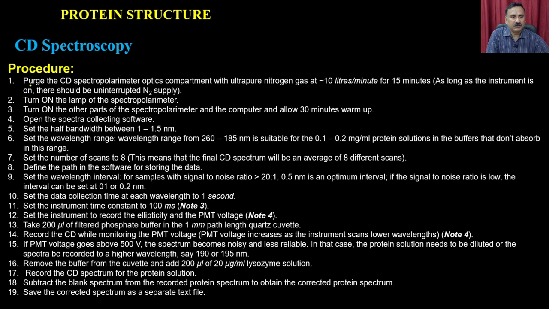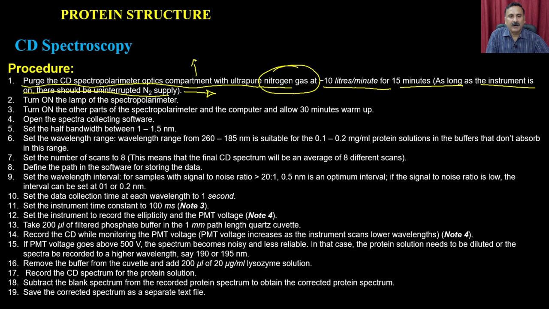So in the procedure, you have to turn on the spectrophotometer, right? And then you have to purge the spectrophotometer optical compartment with nitrogen gas at 10 liter per minute for 15 minutes. As long as the instrument is on, there should be an uninterrupted nitrogen supply. This means you require either a nitrogen generator, if you want to purchase an instrument with an inbuilt nitrogen generator, or a nitrogen cylinder, so that you can connect it. Why are we working in nitrogen? Because we want to work in an inert environment.